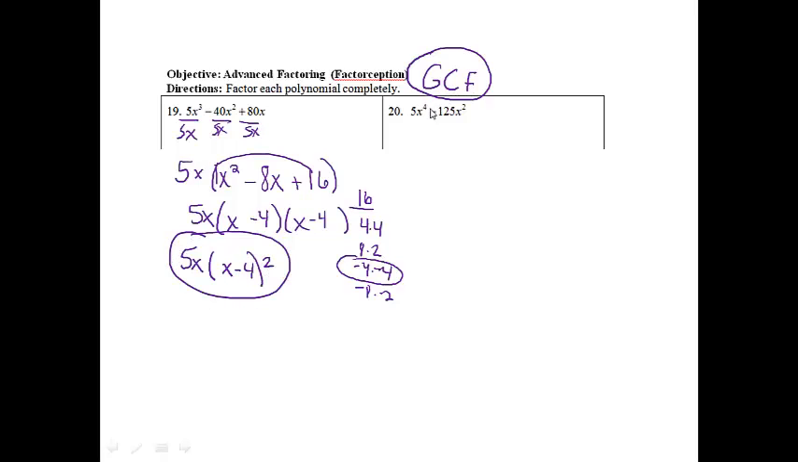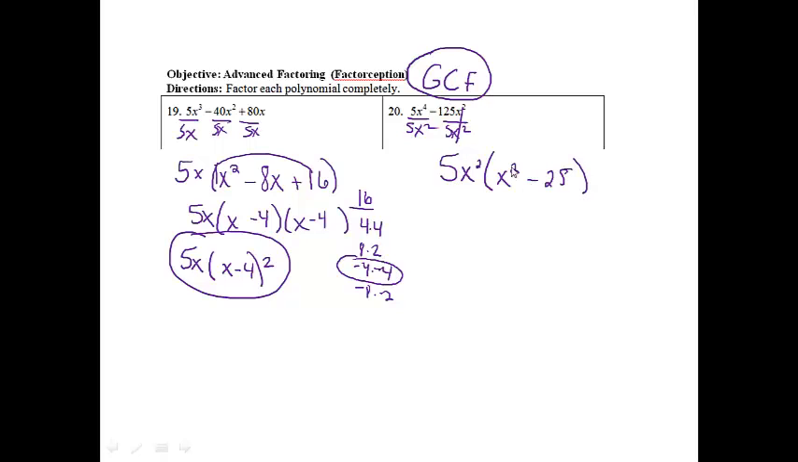Alrighty, number 20, 5x to the 4th minus 125x squared. Since this is an advanced factoring problem, we are always going to start with the GCF first. So what number would go into 5 and 125? That would be 5. And then I've got an x to the fourth and an x to the second. The smaller of those two would be x to the second. So I'm going to factor out a 5x squared from each term. 5 divided by 5 is 1, x to the fourth over x squared is x squared, minus 125 divided by 5 is 25. And my x's cancel out because they're the same.